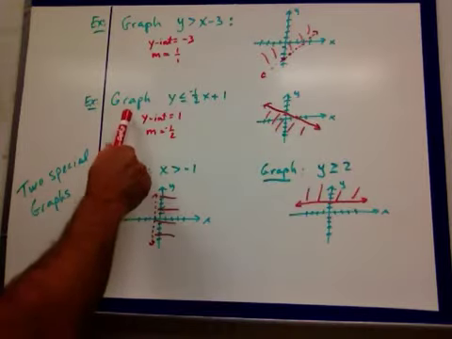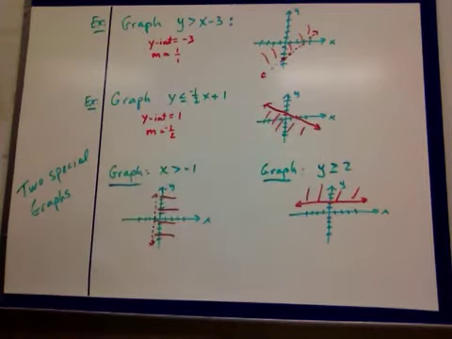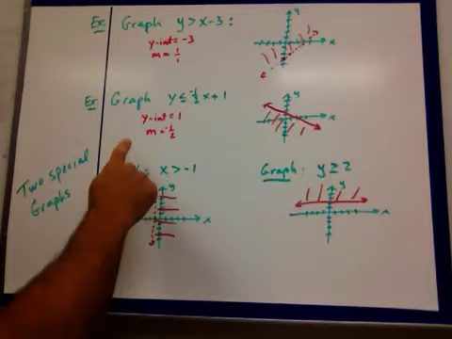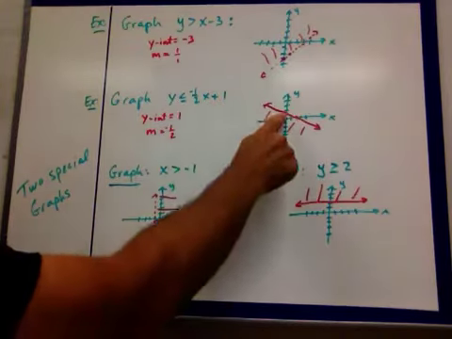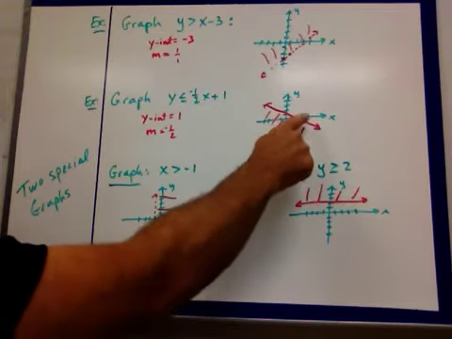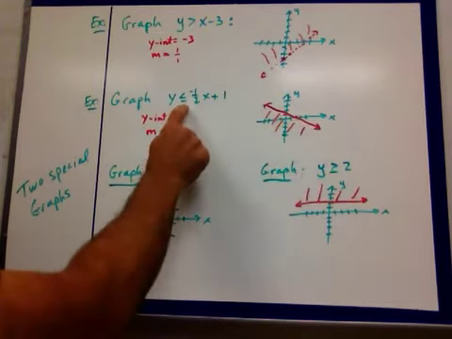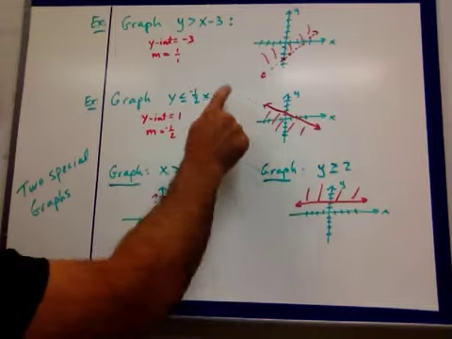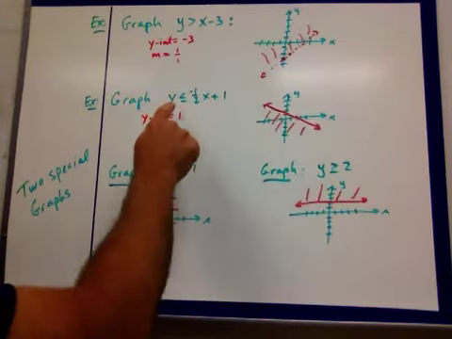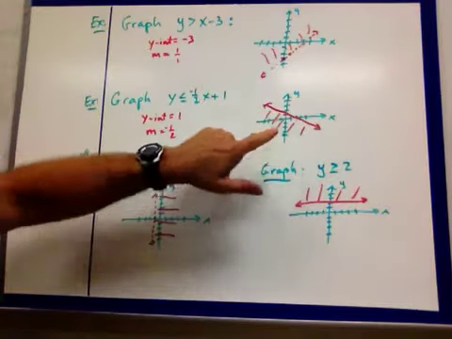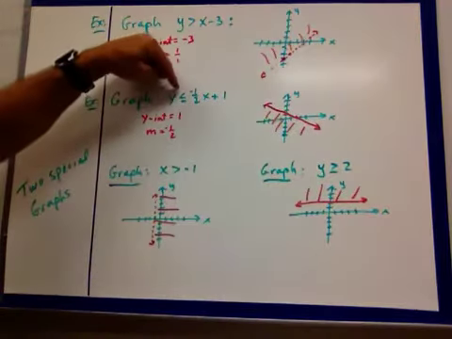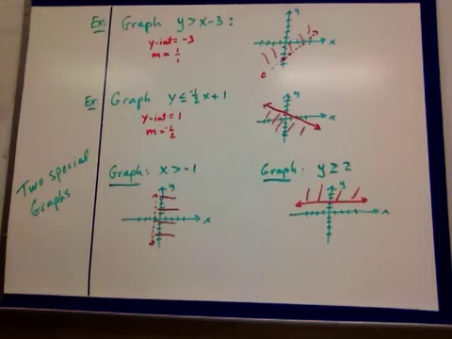How about this one? Graph y is less than or equal to negative 1/2 x plus 1. Y-intercept is 1, slope is negative 1/2, so I plot my 1, I move down 1, to the right 2, there's my second point. I notice I have an equal in my inequality, so I'm going to draw a solid line. Y is less than, so I shade down. So all my solutions are down here, like again, (0, 0). Is 0 less than 1? Sure is. Okay, (0, 0) is a nice one to always check with.